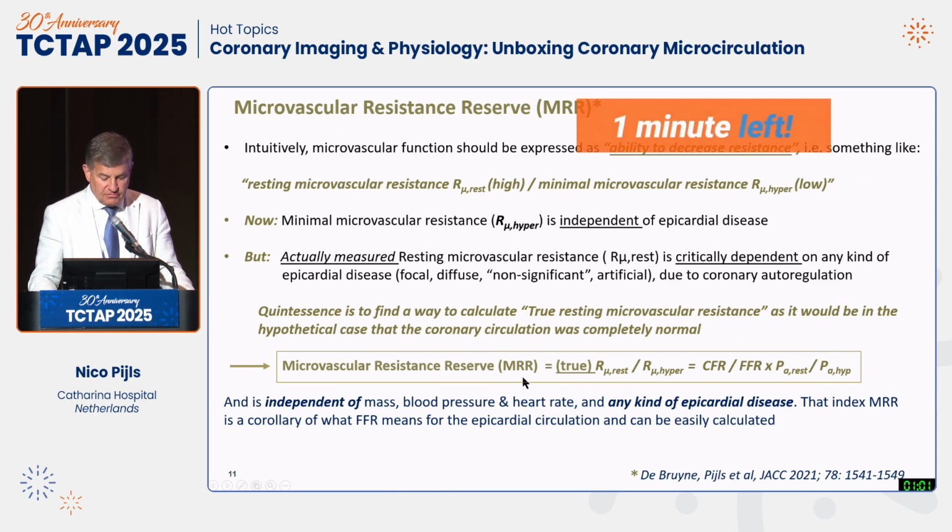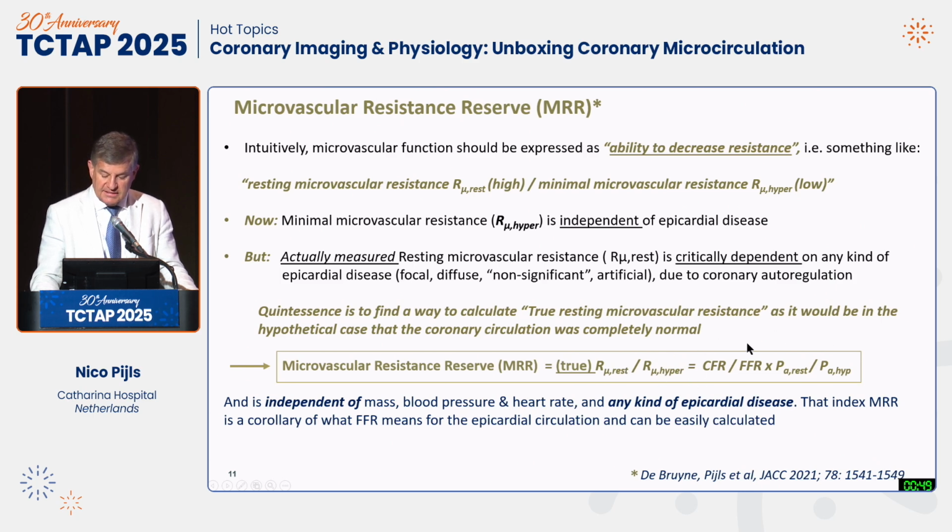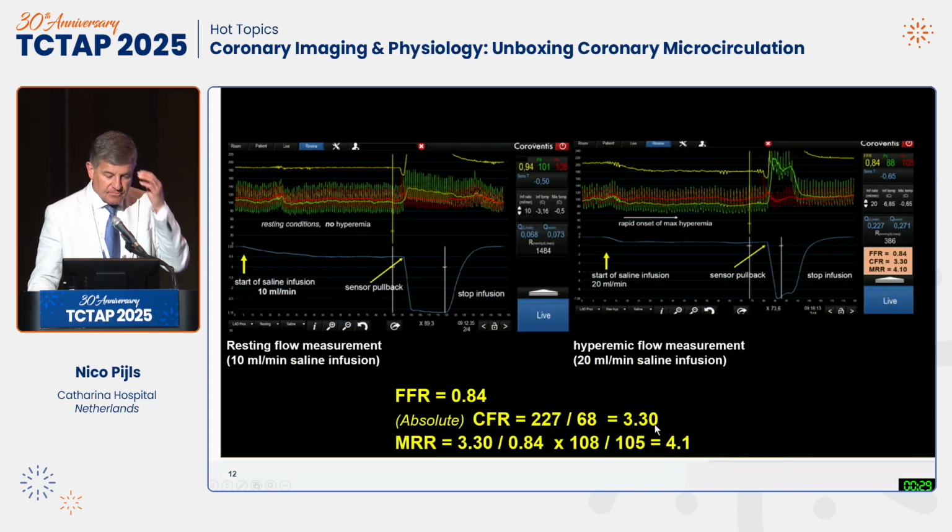It is given by this equation, microvascular resistance reserve, which is the true resting resistance divided by the minimal resistance. And fortunately, this is very easily calculated by just dividing CFR and FFR and multiplying it by aortic pressure at rest divided by aortic pressure at hyperemia. And if you use that index, it is very precise. It is independent of mass, blood pressure, heart rate, and completely independent of any kind of epicardial disease. Here you see an example with 10 milliliter per minute rest, 20 milliliter per minute.